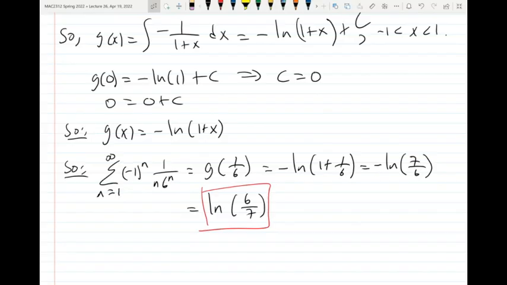Is that last step just a property of ln that I forgot? Yeah, there's a minus here. You can bring this -1 here as a power. And then 7 over 6 to the -1 is the same thing as 6 over 7.